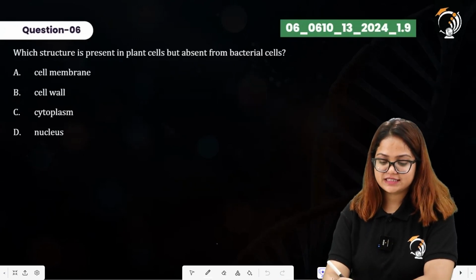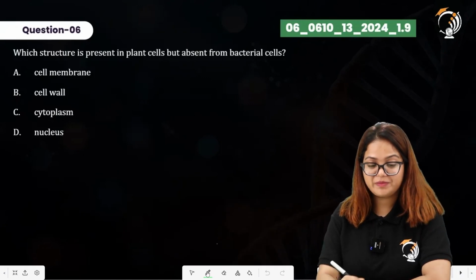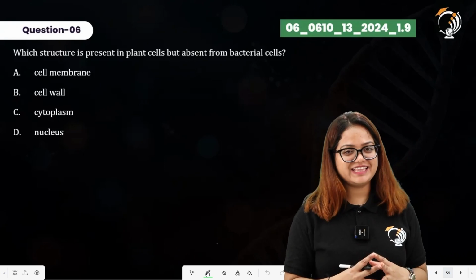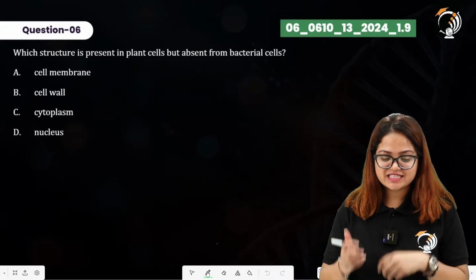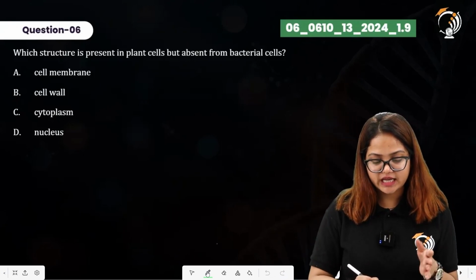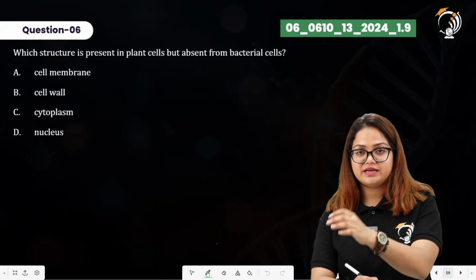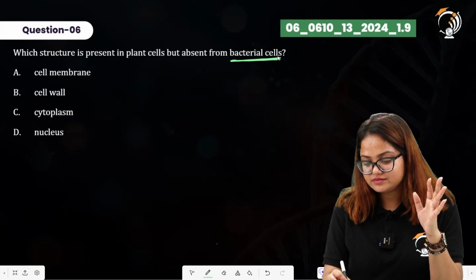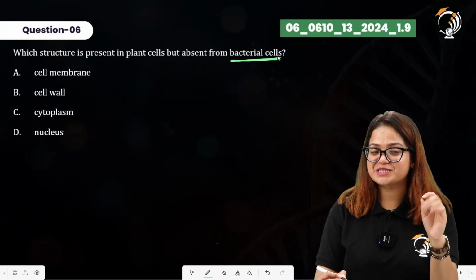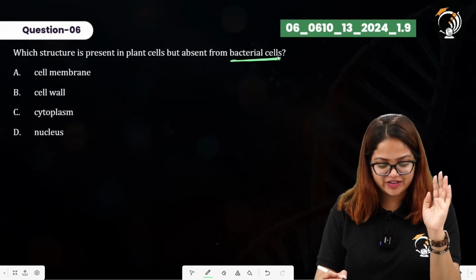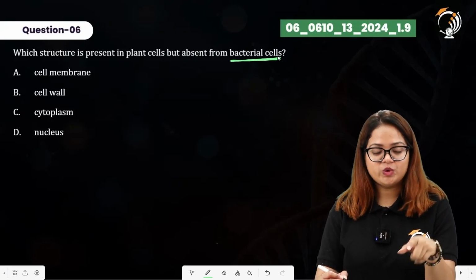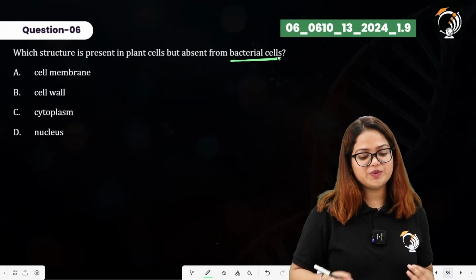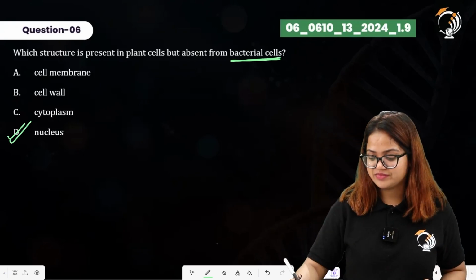Next we have question number 6 that says, all right. So keeping the enthusiasm high as we have to solve a lot of questions in this session. So question number 6 says which structure is present in plant cell but absent in bacterial cell? So you can say that bacterial cell do not have nucleus but plant cell do have. Alright. So cell membrane will be present in both, cell wall will be present in both, cytoplasm will be present in both, but nucleus will be present in plant cell only.